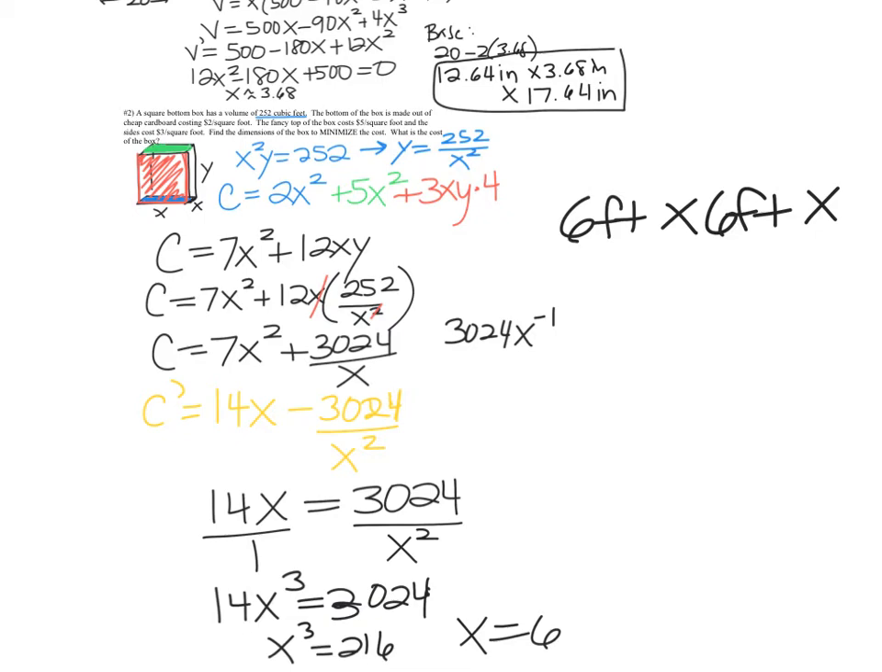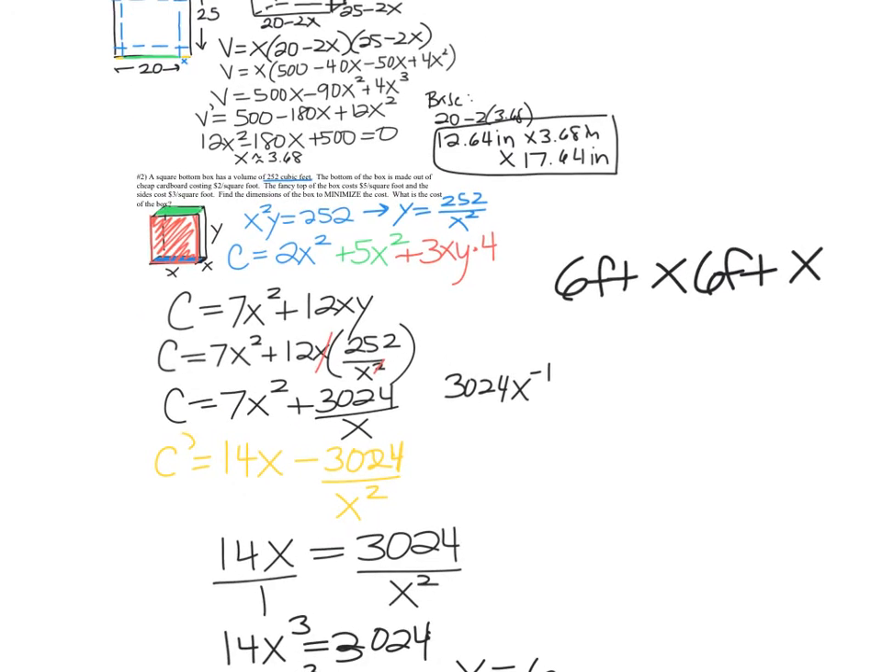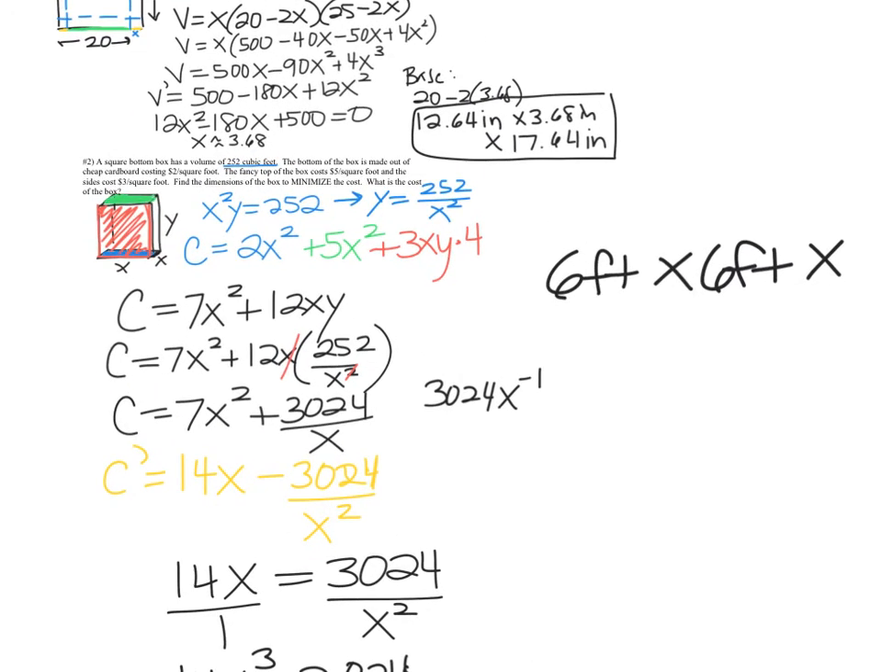How did you get 8? Well, y is 252 divided by x squared. 252 divided by 36 is 7. Yeah, 7.